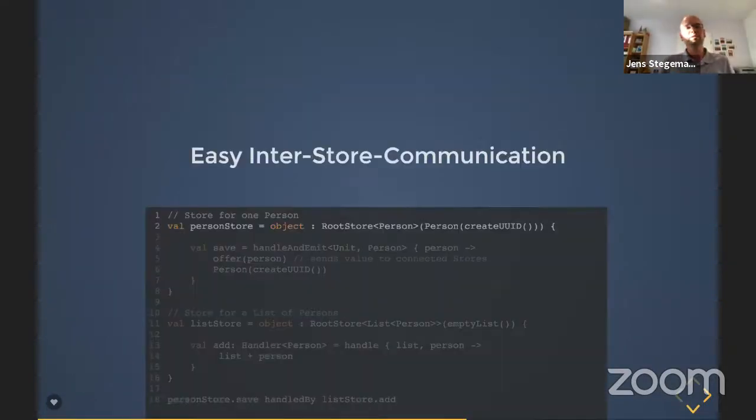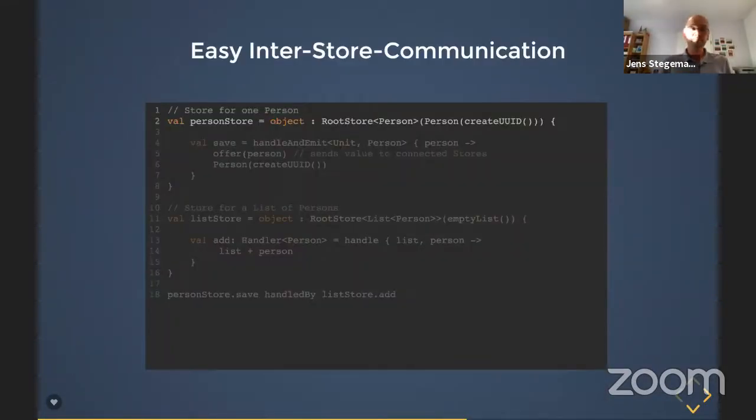And of course, you can have more than one store. So maybe you want to have a person store, like we've already seen, that has a save handler, and like the handle method, there's also a method available called handleAndEmit, and you can emit new values by just calling the offer method, and this handler is also a stream by itself.